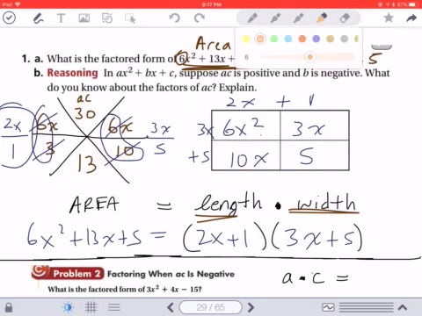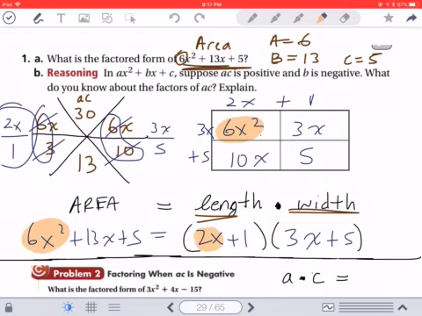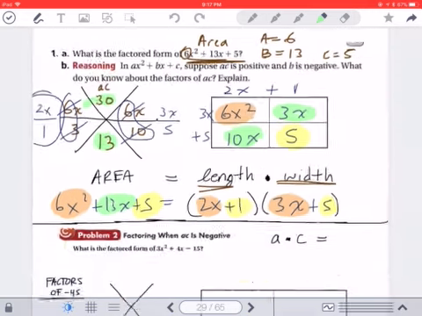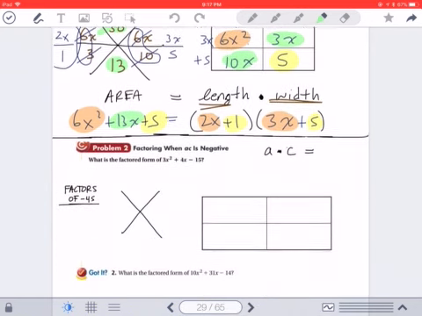Okay, so again, my a value was 6x squared. And I get that by multiplying 2x times 3x. My c value was my constant, 5. I can think of that as 5 times 1. Then my middle term, my b value, 10 and 3 makes 13. And that's going to be the right combination there to factor this trinomial.